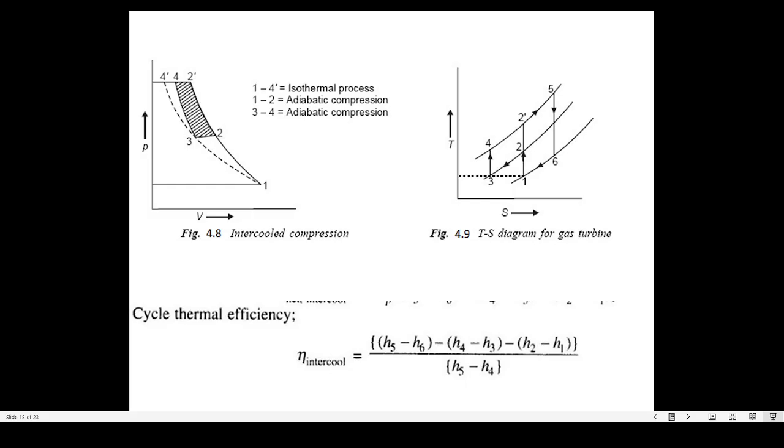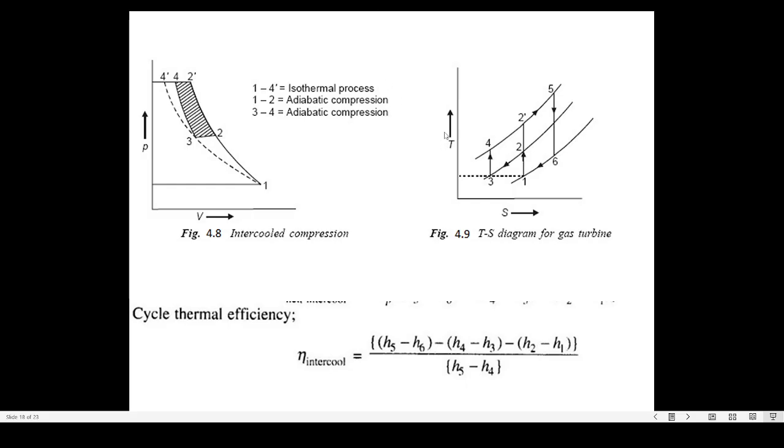And we can see the shaded region, that is 2 2 dash 4 3. This shaded region shows the saving in the work in the operation of the compressor by utilizing an intercooler between the low pressure and high pressure compressor, right? So the intercooler essentially reduces the work required for the operation of the compressor. That is the major benefit we can get by utilizing the intercooling arrangement.